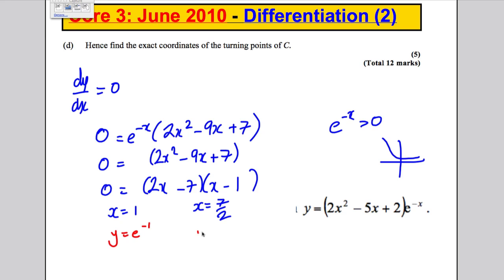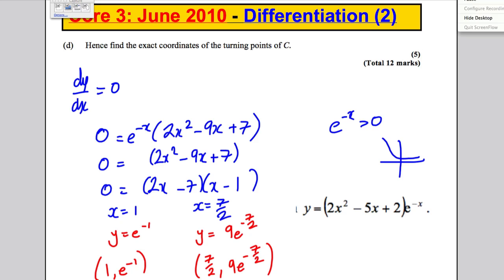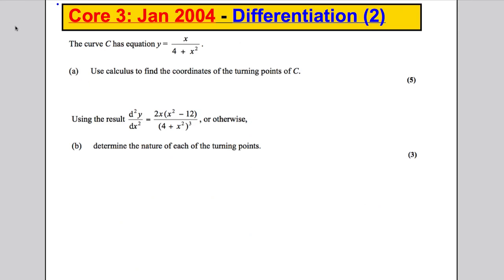And if we subbed in 7 over 2, what would we get? We would get 9 e to the negative 7 over 2. So the coordinates are 1, e to the negative 1 and 7 over 2, 9 e to the negative 7 over 2, and we're done. Okay, so next question. Pause the video, have a go.